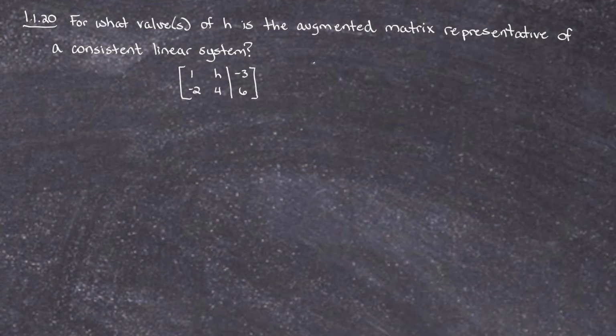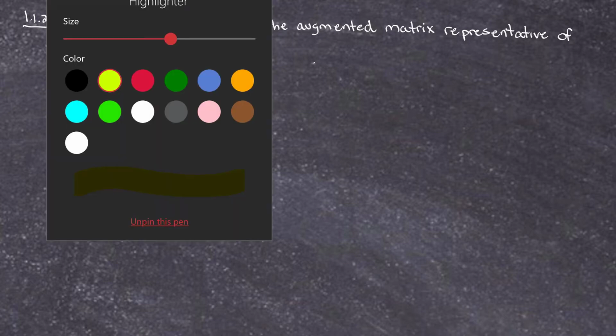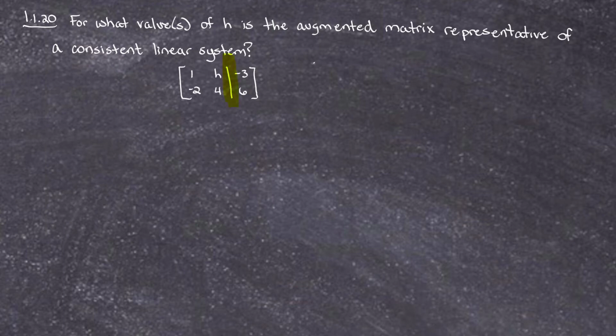Okay, this is section 1.1, problem number 20 out of the linear algebra textbook. For what value or values of h is the augmented matrix representative of a consistent linear system? Before we begin, I just want to note that whenever we have an augmented matrix, I like to put in that vertical pipe to let you know which column is the augmented column. The author does not do that. That's totally fine. It's just a little clearer indication of what we're working with.